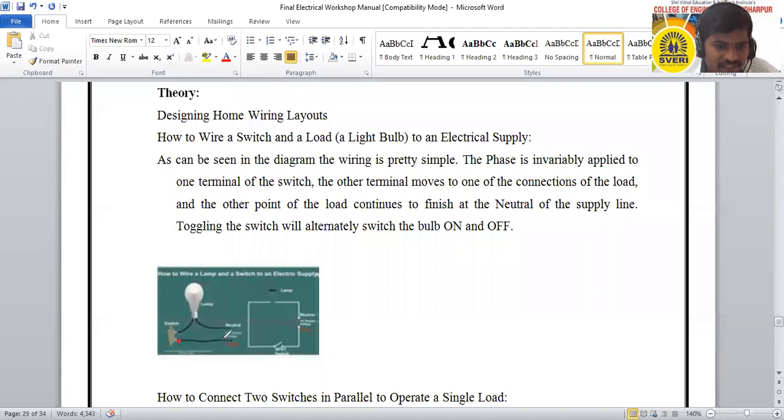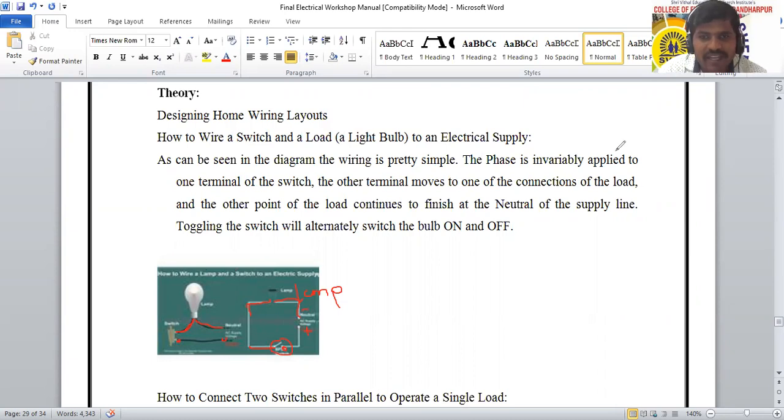This one is the phase terminal, and it is connected to the switch. The next terminal of the switch is connected to one terminal of the load. The negative or neutral terminal is directly connected to the other terminal of the load. Here is the switch, the positive phase terminal connected to one terminal of the switch, and the next terminal of the switch connected to the load or lamp. The other terminal of the lamp is directly connected to the negative terminal. So this is the simple wiring.